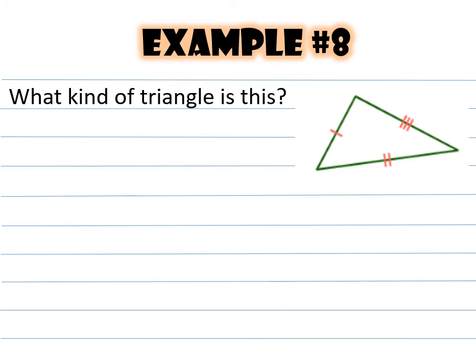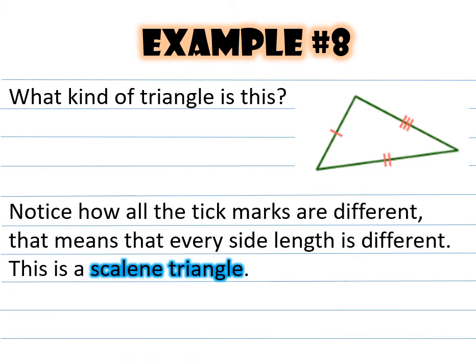Example number 8. What kind of triangle is this? Notice how all the tick marks are different. Here we have 1 tick mark. Right here we have 2 tick marks. And right here we have 3 tick marks. That means that every side length is different. We don't know what the measurement is, but we're certain that those are 3 different measures. That means that this is definitely a scalene triangle.